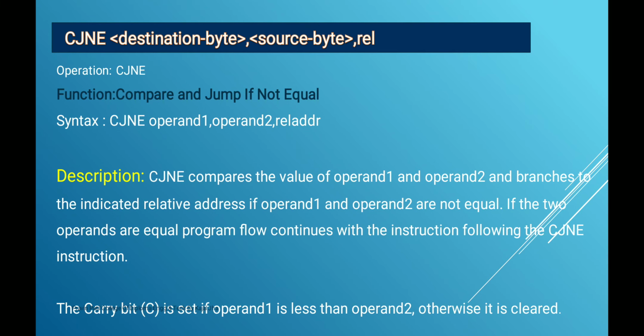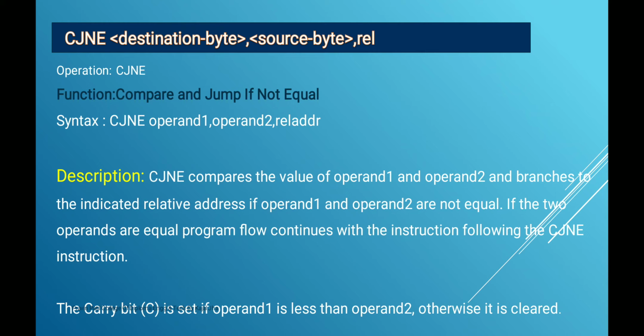After that, CJNE destination byte, source byte. The function of CJNE is compare. First this instruction compares operand 1 and operand 2. After that it jumps if not equal. CJNE means compare and jump if not equal. So first the operation is comparison. After that, if they are not equal, then jump.